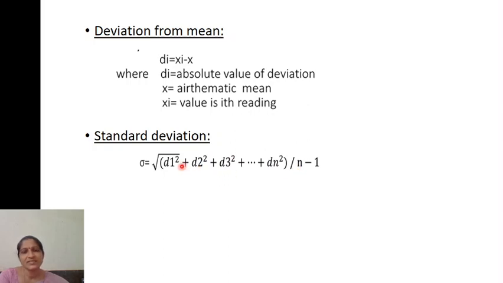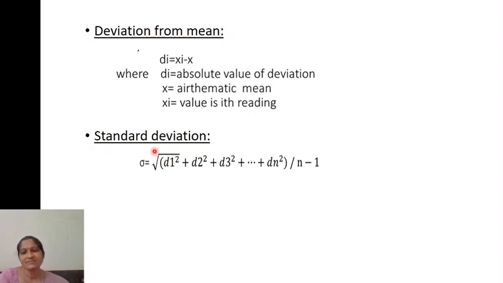As we said, deviation is nothing but the specific reading minus the mean. So here d1 indicates the first reading value minus the mean value, whole squared. Likewise, the second reading value minus the mean, whole squared. So how many readings you are taking, that many deviations from the mean are calculated and squared. All of these are summed and divided by the number of readings minus 1, and then you take the square root. This is nothing but the standard deviation.